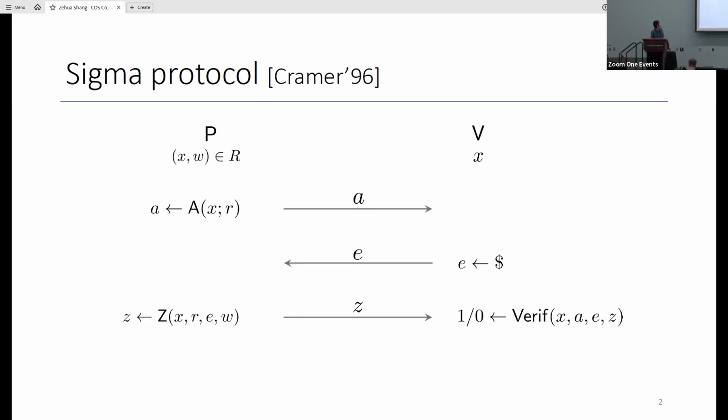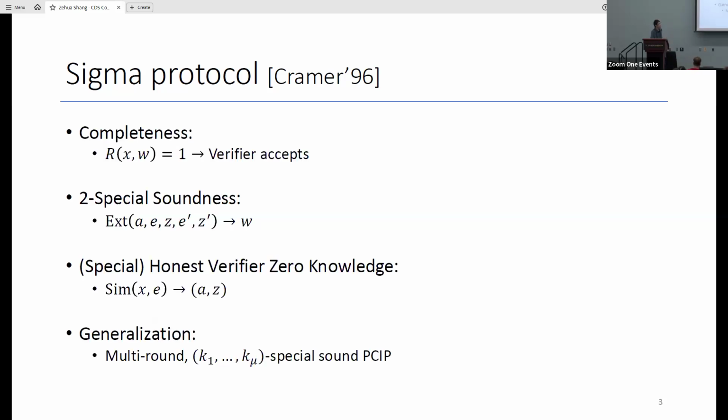So our starting point is Sigma protocols, where a prover convinces the verifier that he knows the witness that satisfies some relation R corresponding to some statement X by exchanging three messages, first message A, challenge E, and response Z. And it has three basic properties, for example, completeness, special soundness, and honest verifier zero knowledge.